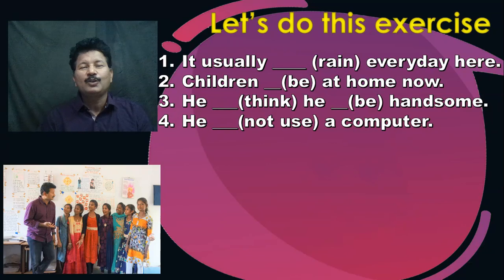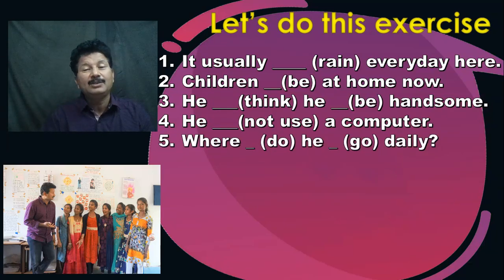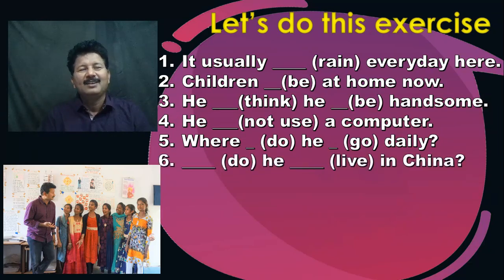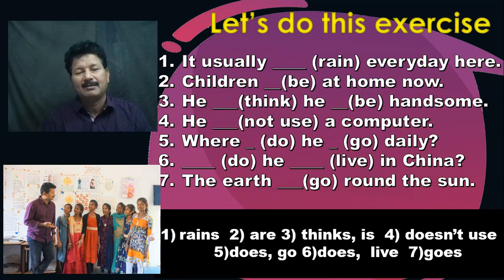He dash not use a computer. So it's a negative. So we can say he doesn't use a computer. Where dash he go daily? So any guess? Where does he go daily? So dash he live in China. It's a question, and that also a yes or no question. So you have to ask, does he live in China? And the earth go round the sun. So it is a fact. So we use the earth goes round the sun, right? These are the things you have to do.